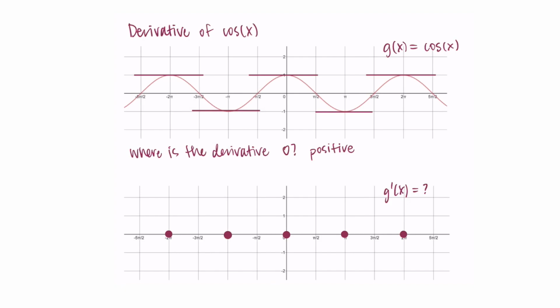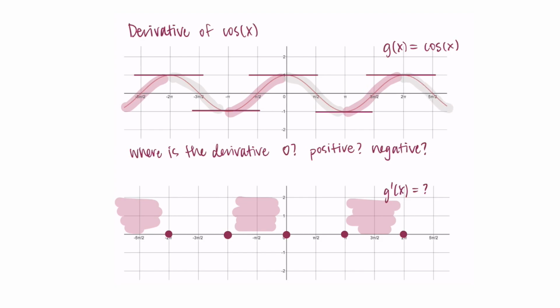Then I can ask, where is the derivative positive? The derivative is positive from pi to 2 pi, from negative pi to 0, and from negative 3 pi to negative 2 pi. So on my graph of the derivative, these are locations where the derivative is above the x-axis, it's positive.